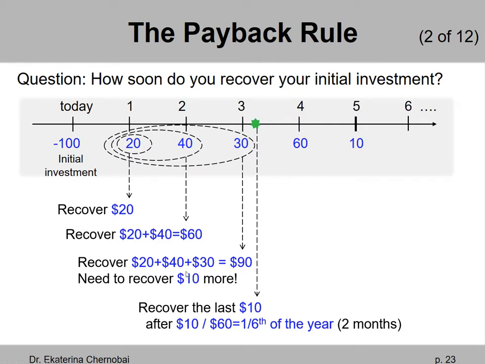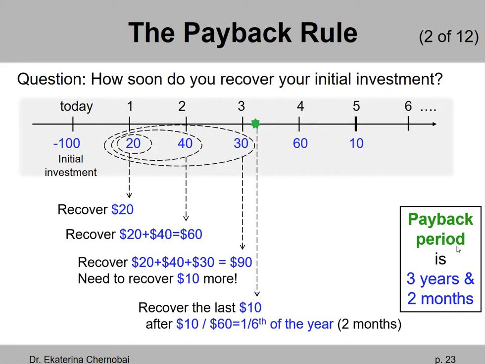To recover the remaining $10. So which fraction of the fourth year do we have to wait? Because we need only 10 out of 60, the fraction of the fourth year is 10 divided by 60, or 1/6 of the year. That's exactly 2 months. Which means after 3 full years and 2 more months, we are going to recover our $100 initial investment. And that's our payback period. The payback period in this problem is 3 years and 2 months.